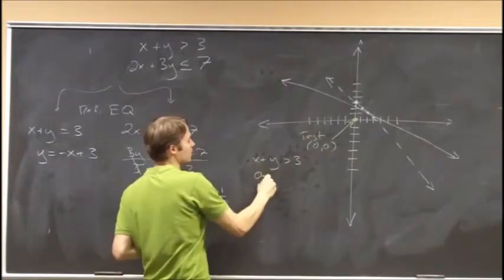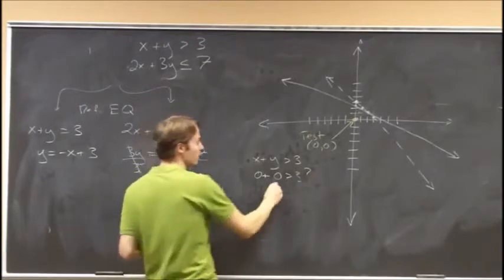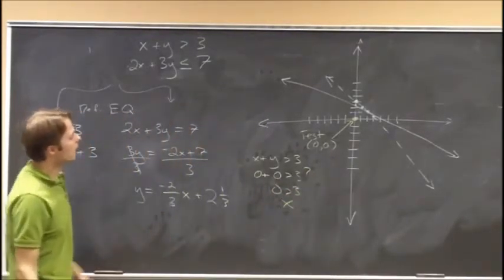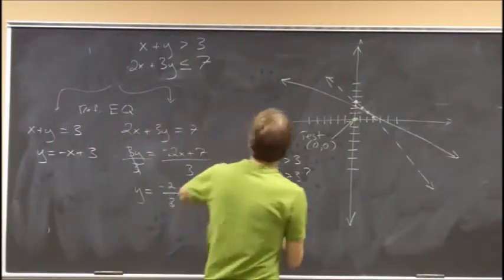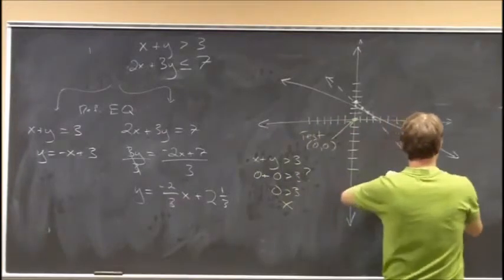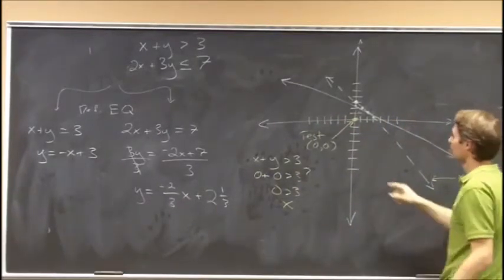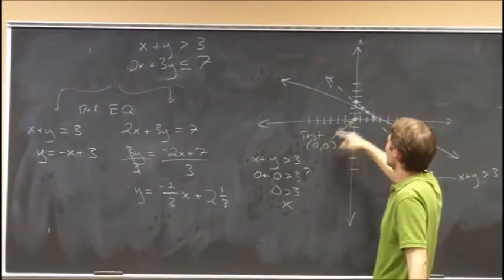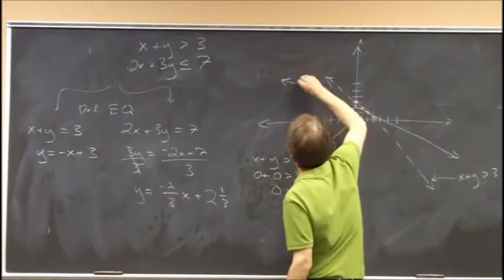So I'll put in x is equal to 0, y is equal to 0, and I ask myself, is 0 plus 0 bigger than 3? Well, 0 is definitely not bigger than 3. So that tells me that on my first line, which was this one, so again, I should be careful, this is the x plus y is greater than 3. 0, 0 is not included in the solution, so I should not shade on this side of the line. I should instead shade on this side of the line.